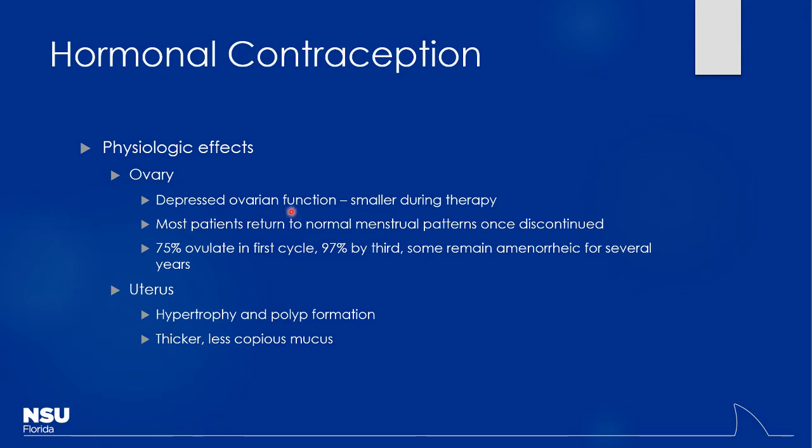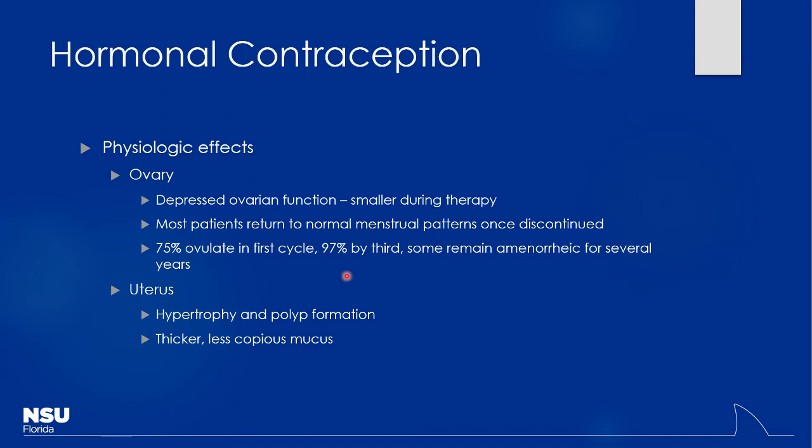It may take a little bit of time. So for instance, if you're doing a typical oral contraceptive, you find that about 3/4 of women will actually start to ovulate during that first cycle. So it can come back immediately for a lot of patients, but usually by the third, roughly 97% or so are back to ovulating normally, okay? Some may be amenorrheic for a while though, right?